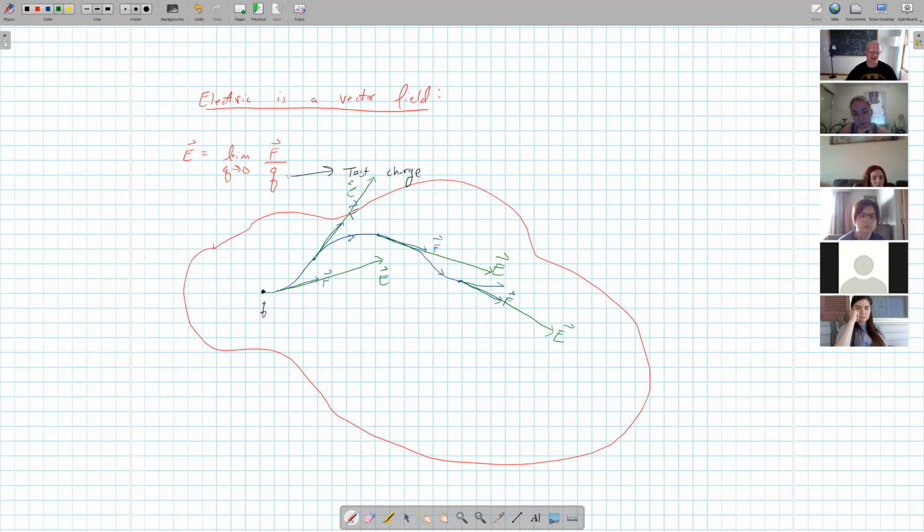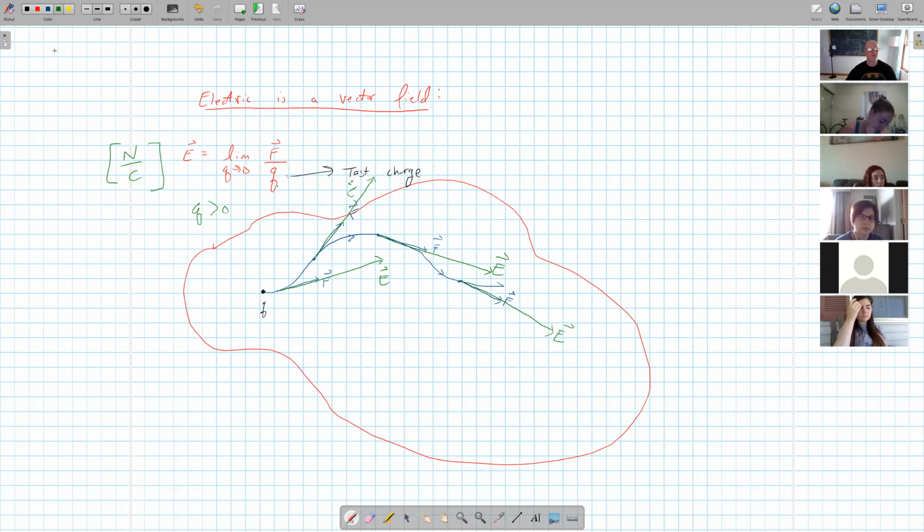So what this says then is the electric field lines point in the same direction as the force, because we're assuming that here Q is positive. If Q is negative, then it would just be in the opposite direction. And then the magnitude of the electric field is the magnitude of the force divided by the charge. So this has units known as newtons per coulomb. So these are the units of the electric field.